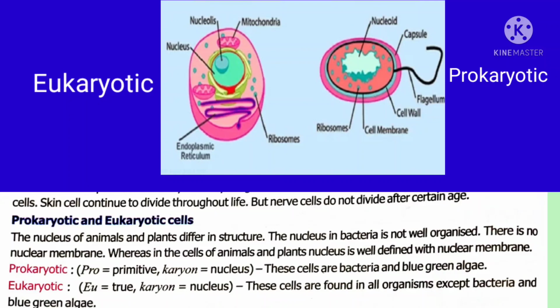Also, in prokaryotic cells, the endoplasmic reticulum, Golgi complex, lysosomes, all these organelles are absent. But in eukaryotic cells, all these organelles are present. These are the vast differences between prokaryotic and eukaryotic cells. So we all are eukaryotic cells or eukaryotic organisms.